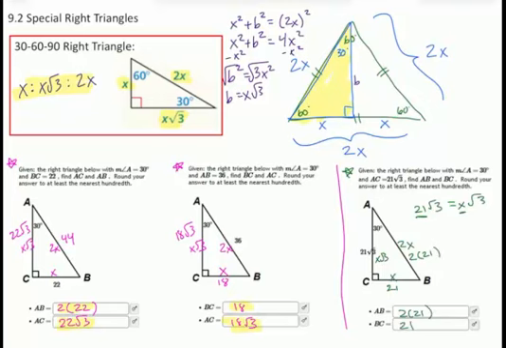BC is 21. Now, if you don't see that pattern, you can calculate, set the equation, or set the number equal to the expression. So 21 root 3 equals x root 3. Divide both sides by root 3.